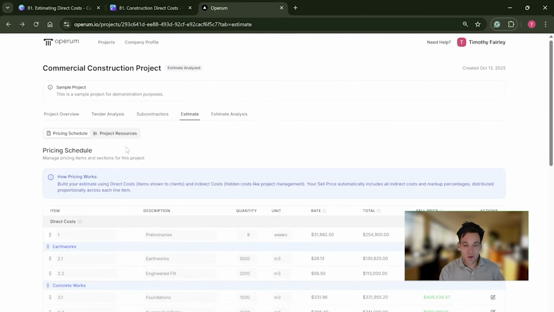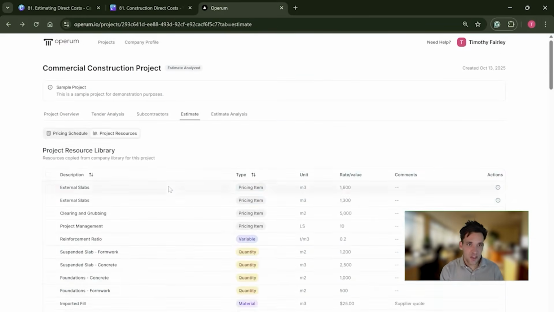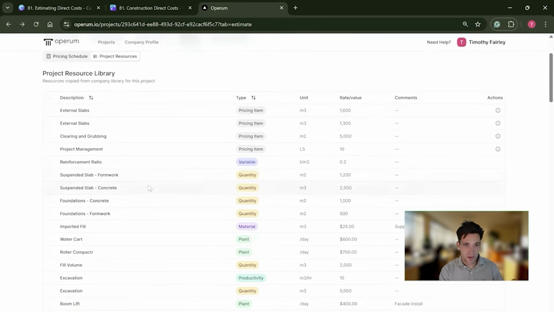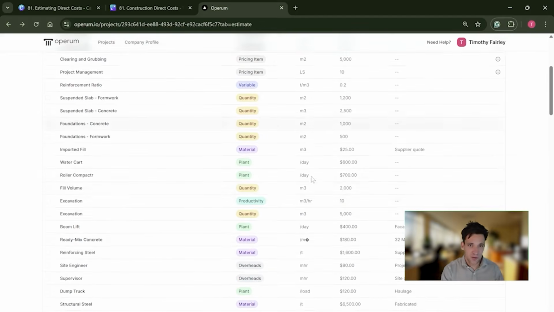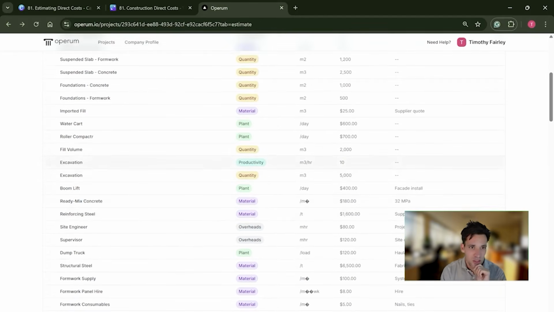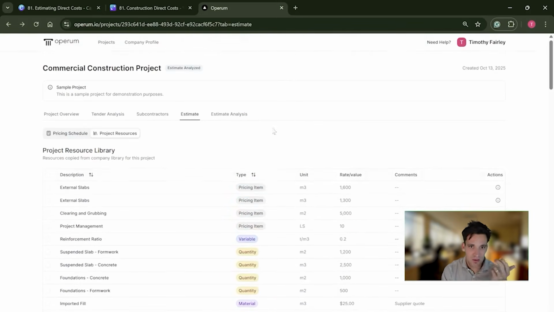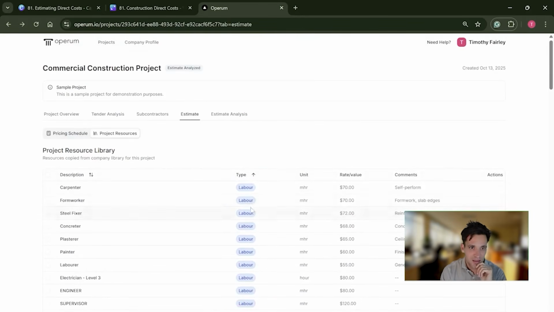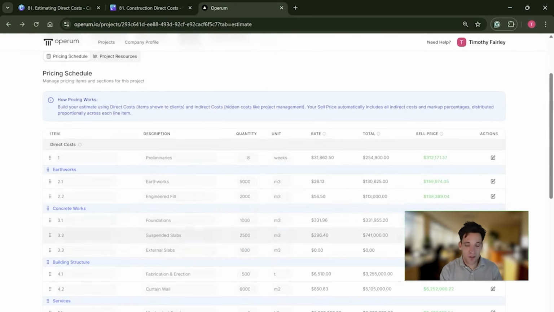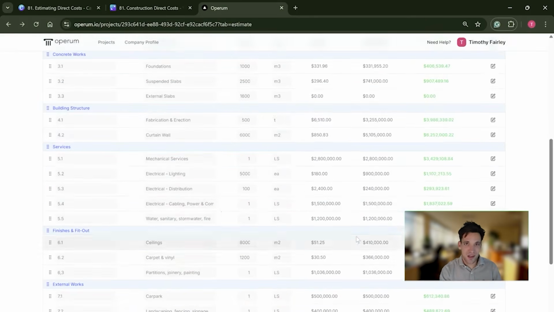So all this pricing is just a combination of resources we've got in our resource library. For example, we can have a quantity, or a variable like a reinforcement ratio. We can have productivity rates, for example, 10 meters cubed per hour for excavation, materials, subcontractors, whatever. And then when we're building up our costs, we're just combining our resources with our quantities. Very basic calculations. All it is is year 8 maths.